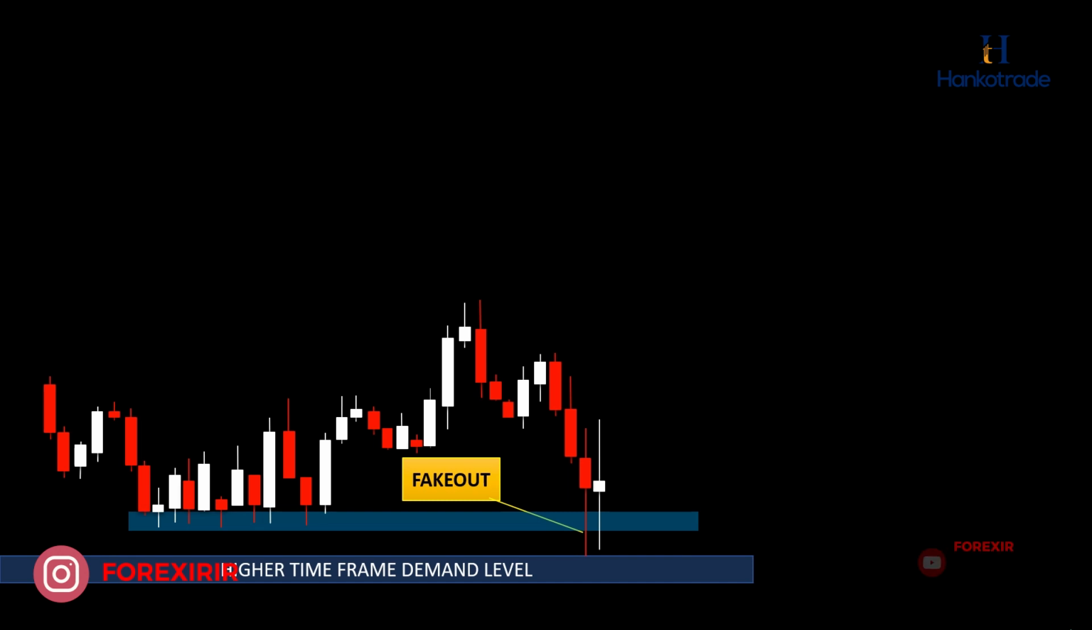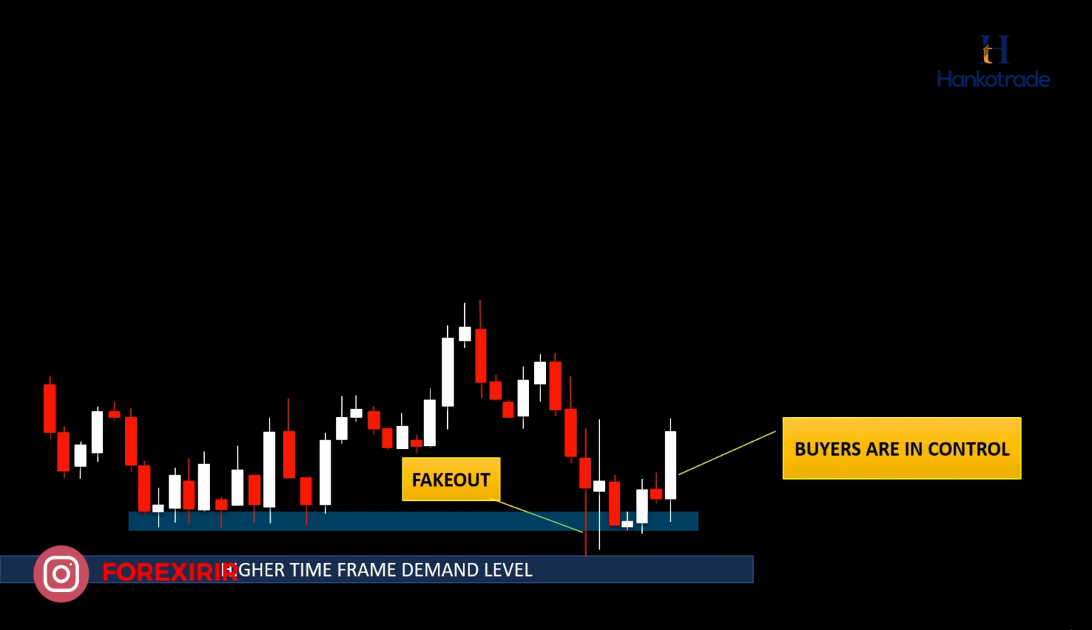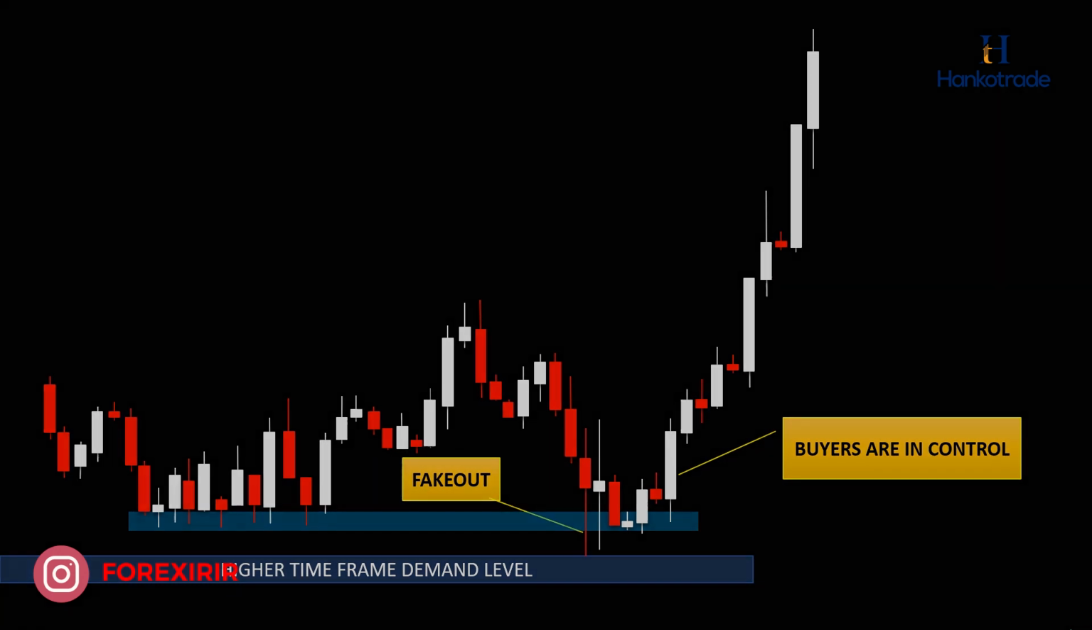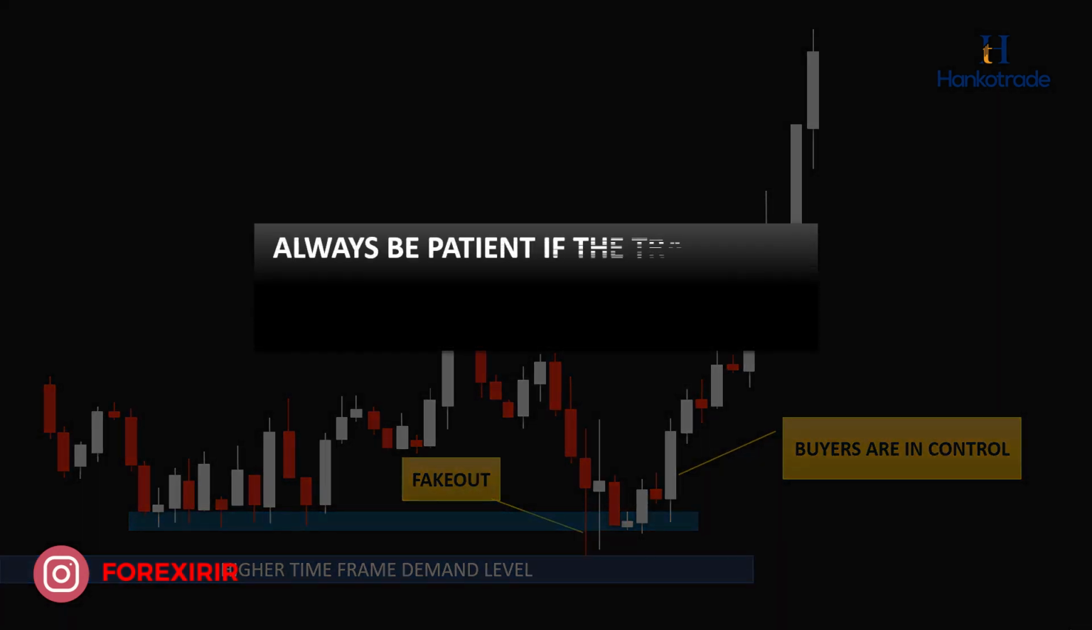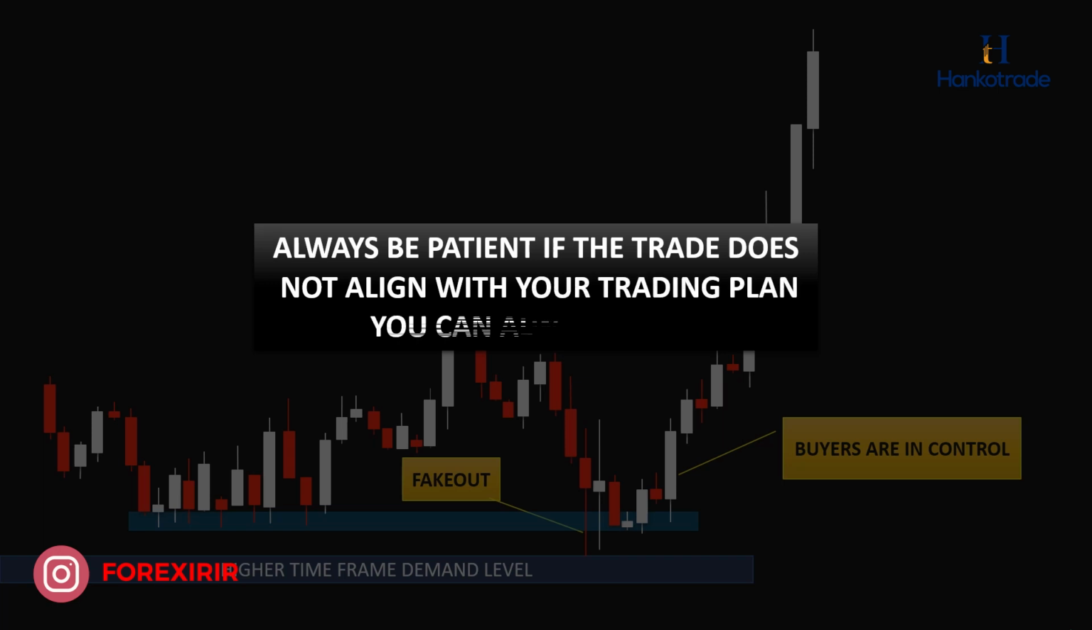However, what makes this fake-out interesting is that it occurred after encountering a higher time frame demand area. This double confirmation suggests that the short-term downtrend is likely coming to an end, and we might see a reversal in the price. It's important to remember always to exercise patience in trading. If a trade does not align with your trading plan, you have the option to pass on it.